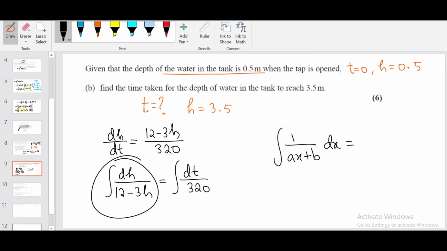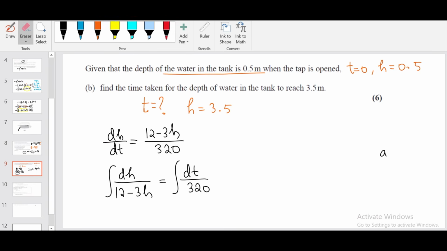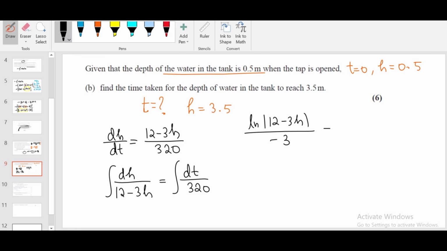When it's 1 over a linear function, the integral is ln modulus of the linear function, divided by the coefficient, plus c. That's the rule. So here it's going to be ln of 12 minus 3h, there is no limit, or you can keep it as modulus, divided by minus 3 is equal to, keep 1 over 320 as it is, the integral of dt is t plus c. So before finding t, we need to find c first using the boundary condition.